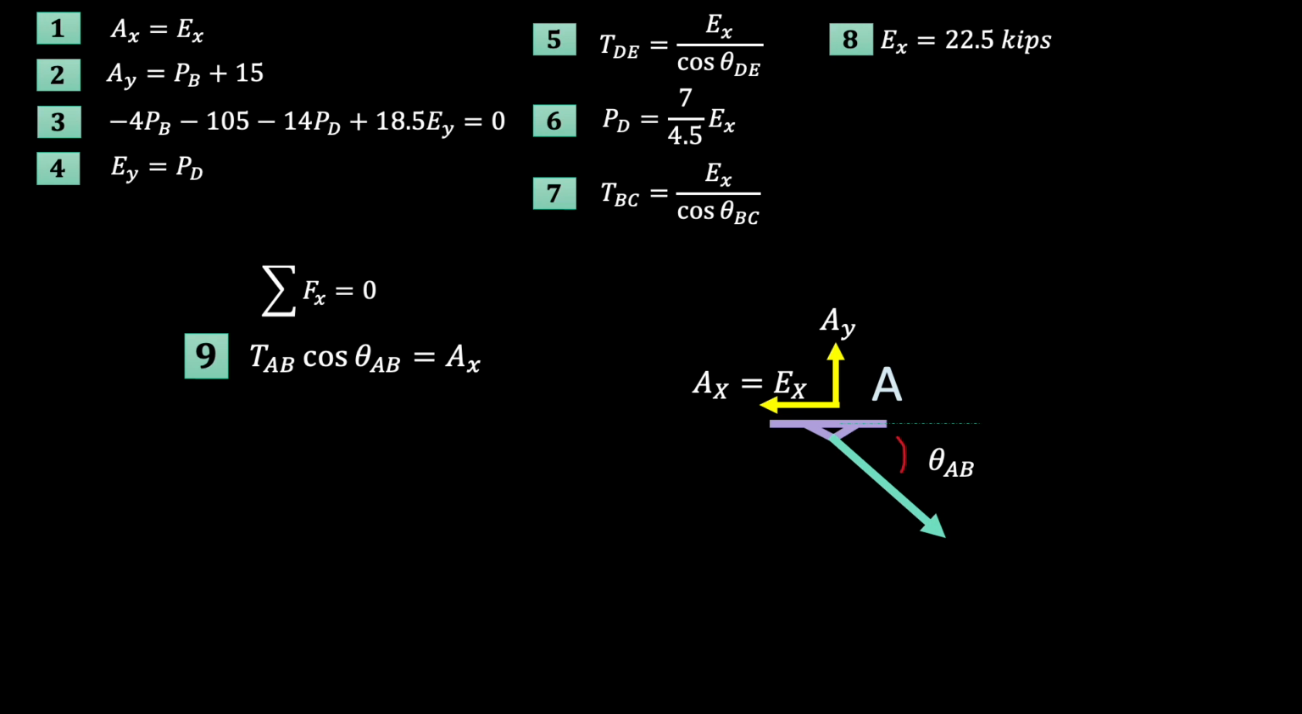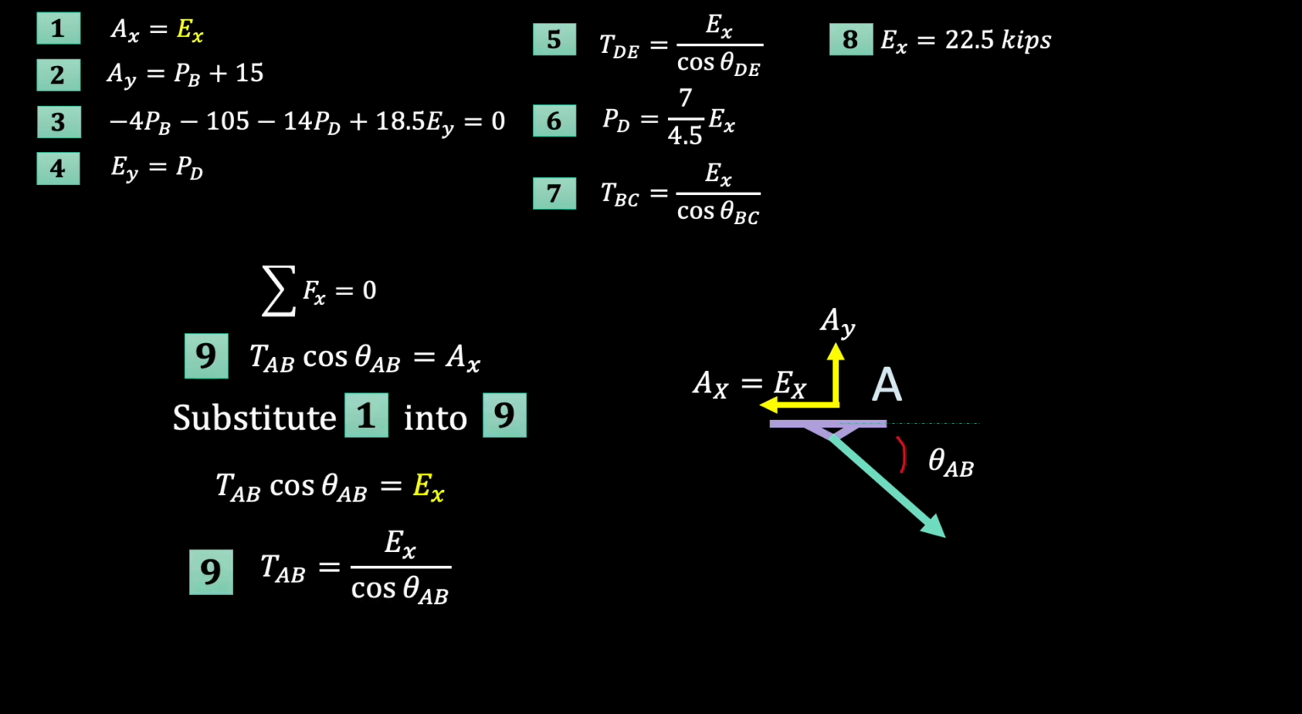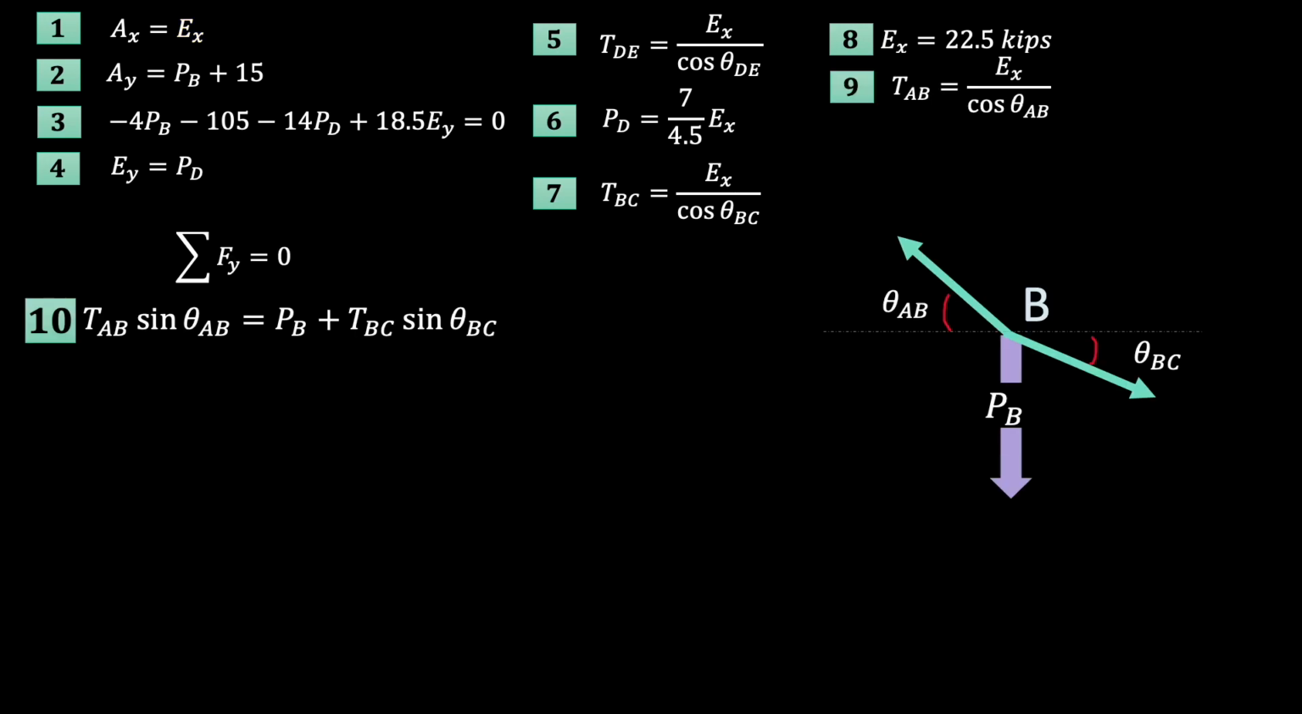We're going to jump to joint A. That's because at B we have two unknown tensions to deal with, TAB and TBC. We want to get both of those in terms of EX before we head to joint B. We're going to use equilibrium in the X direction at joint A to get us what we want. We can sub in that AX has the same value as EX and solve for TAB. At this point, we now have all our cable tensions in terms of EX, which we already know.